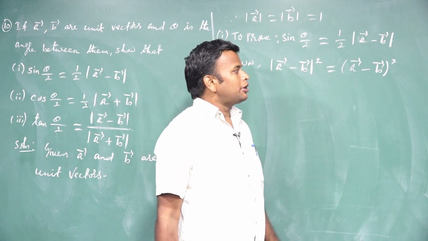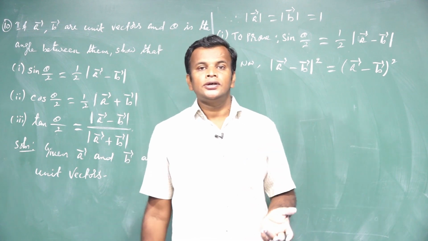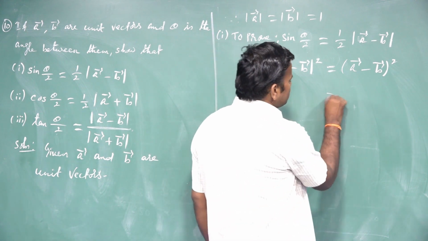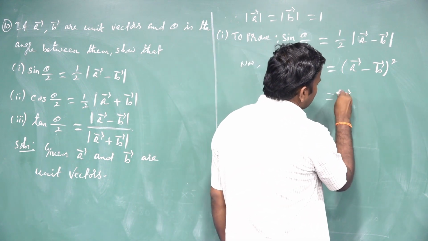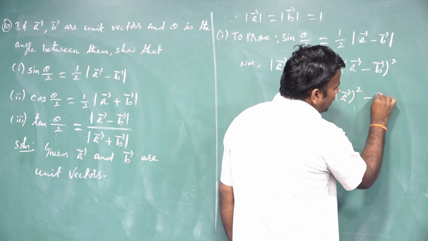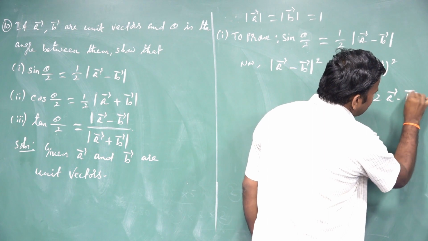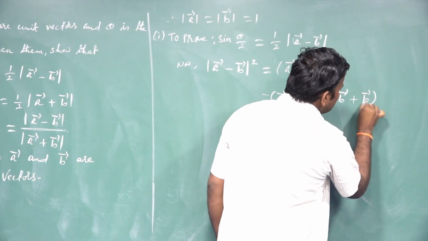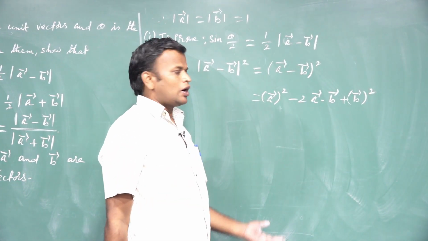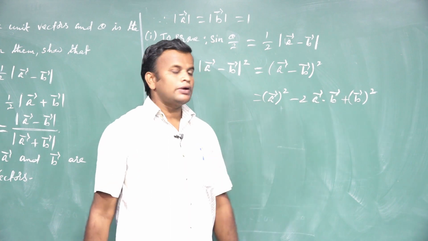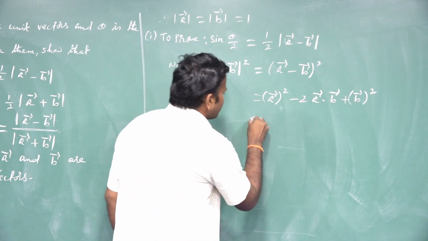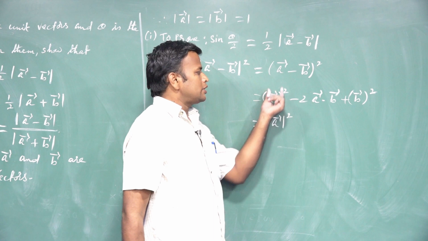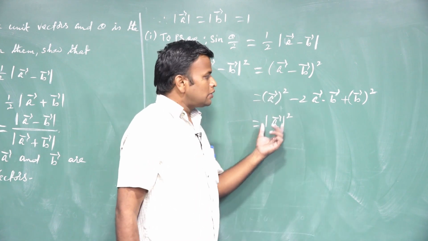What is the formula of A vector minus B vector the whole square? It is not A minus B the whole square. It is A vector minus B vector the whole square. Formula is A vector square minus 2 A vector dot B vector plus B vector square. Or we write A vector square plus B vector square minus 2 A vector dot B vector also. First I write the positive value. A vector square is also we write modulus A vector square.